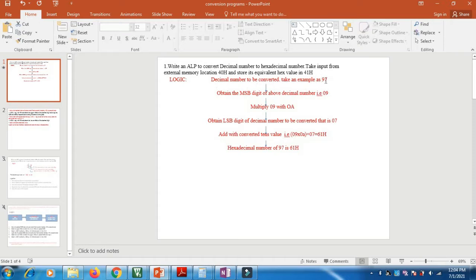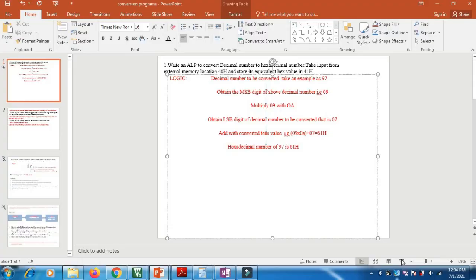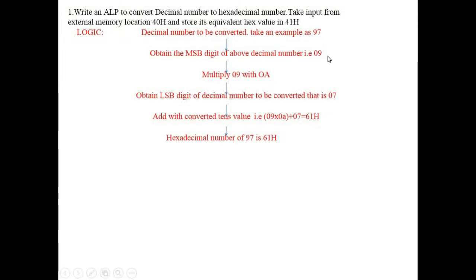If we take 97, the first step is to multiply the 9, the MSB, that is the upper nibble of the given decimal number, with 0AH. Then that result needs to be added to the lower nibble of the given decimal number, that is 7. So we get 61H.